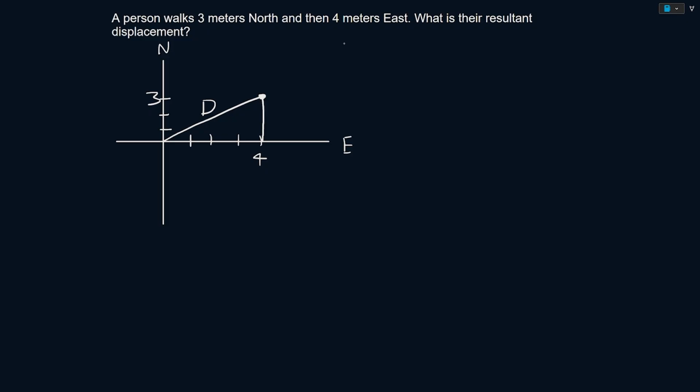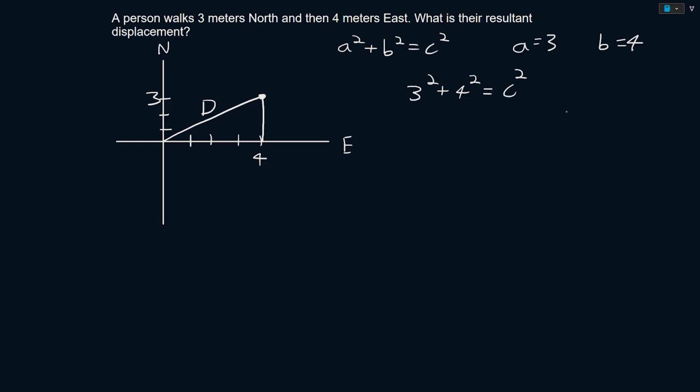Now we're able to calculate the magnitude of the displacement by using Pythagorean's theorem of a squared plus b squared is equal to c squared. A can represent the first movement, which was 3 meters north, and b can represent the second movement of 4 meters east. Now plugging in our variables, we get 3 squared plus 4 squared is equal to our displacement c squared.